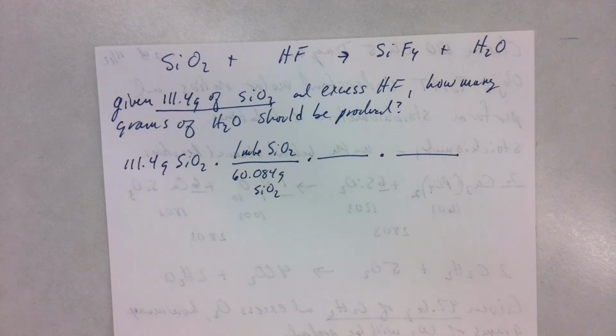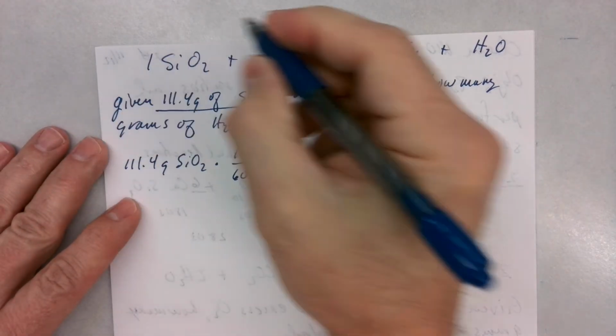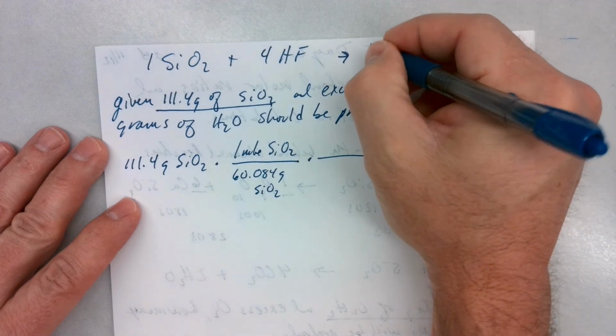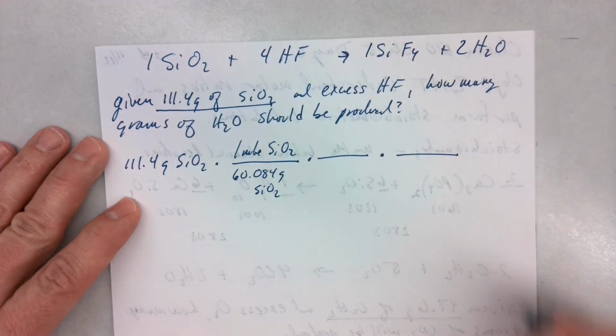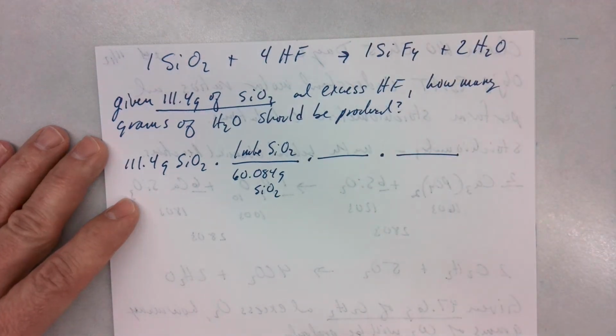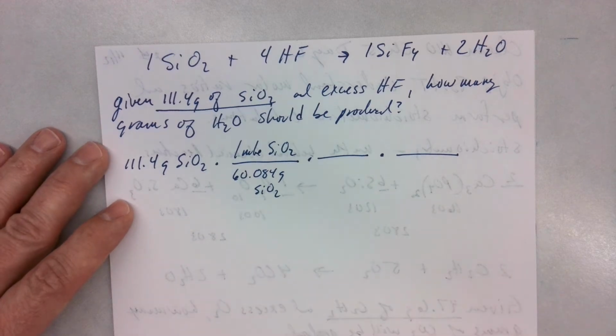You have it? What do you got? 1 SiO2, 4 HF, 1 SiF4, 2 H2O. Anybody else get that? Okay, so now what's my ratio going to be?